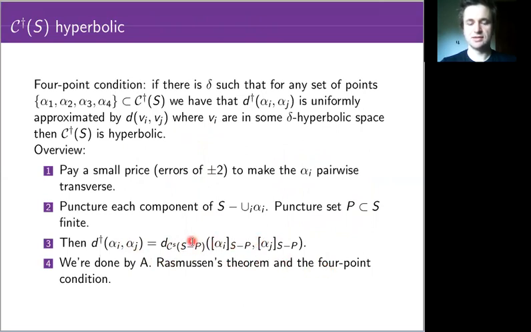Because the distances in the surviving curve graph of S minus P, because it's hyperbolic, behave like the distances in a tree up to some uniformly bounded error, and so the distances here also behave like distances in a tree up to uniformly bounded error, so C dagger is hyperbolic.